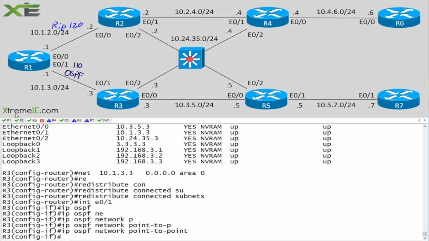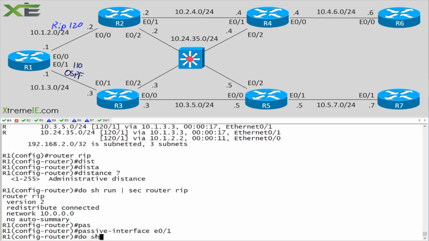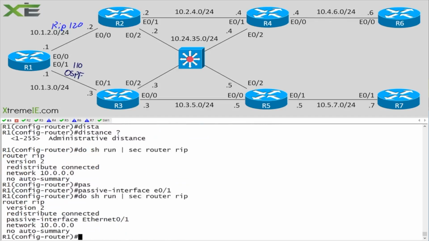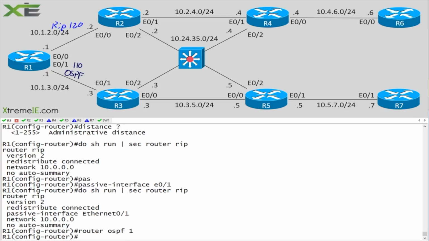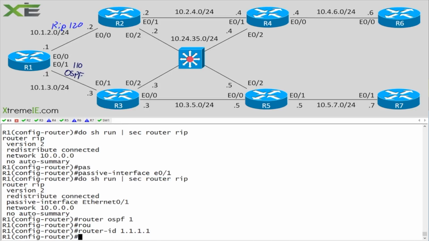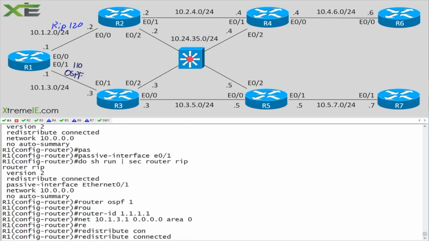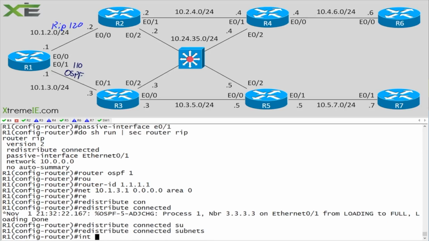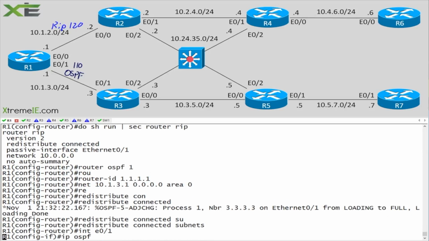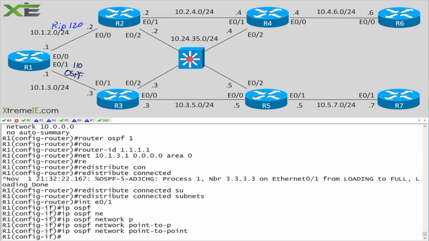So let's go over to 1. And let's say do show run section router rip. That looks good. So let's say router ospf 1. We will say router-id 1.1.1.1, network 10.1.3.1, area 0, redistribute connected subnets, and I'm going to say interface Ethernet 0/1, ip ospf network type point-to-point.